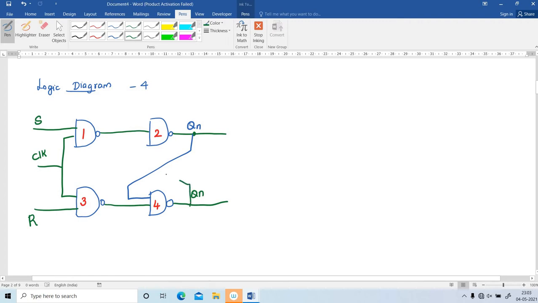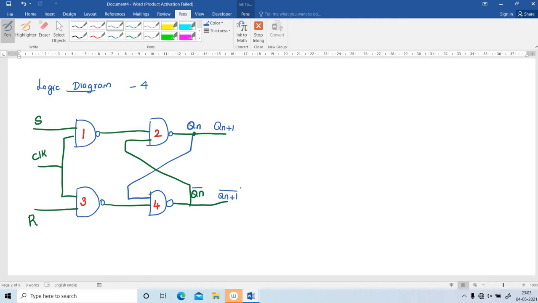This is the present state that is connected to the second NAND gate. And what is the next state? Qn plus 1. Here Qn bar, next state is Qn plus 1 the whole bar. Okay, this is the logic diagram for SR flip-flop.